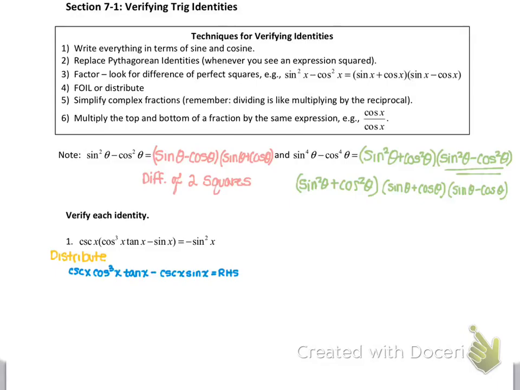So the next thing that I see to do is to write everything in terms of sine and cosine. So cosecant is 1 over sine of x times cosine cubed, which is already in terms of cosine, so we're going to leave that alone. And then times tangent of x, which is sine x over cosine x. And then subtract cosecant, which is 1 over sine, and then times sine x.